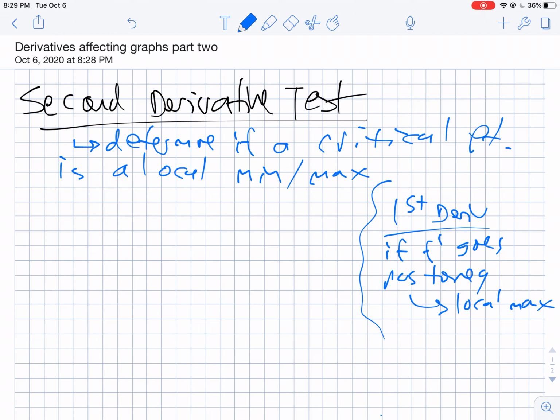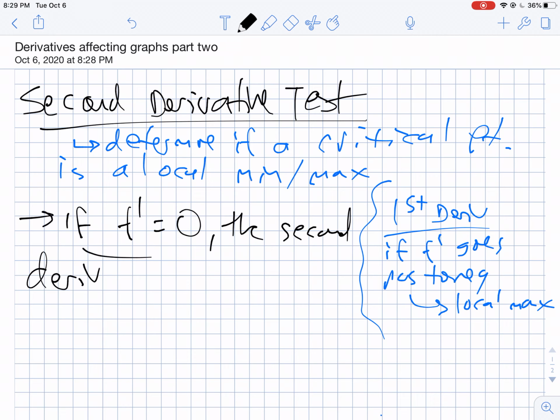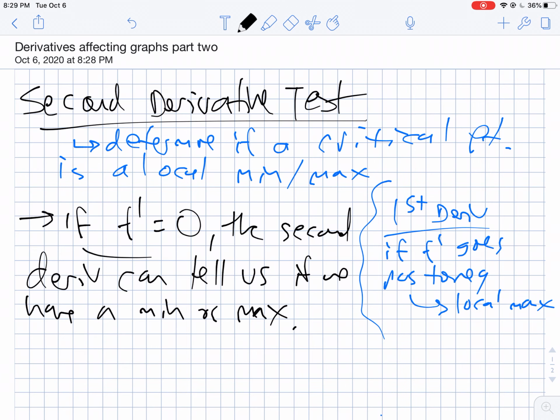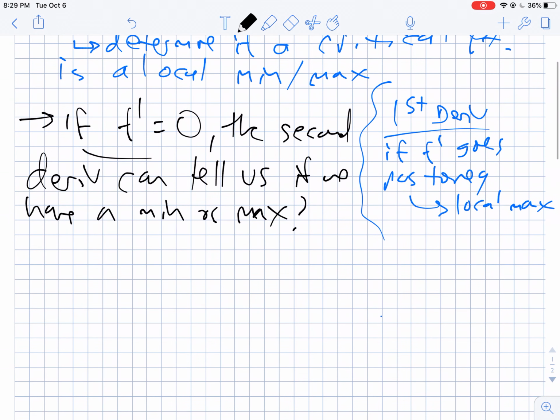So basically, what the second derivative test tells us is if your first derivative equals 0, the second derivative, that's crucial, can tell us if we have a min or max. Okay, and let me draw some pictures to show you how this helps. So if your first derivative equals 0 and your second derivative is positive, meaning of course that you're concave up.